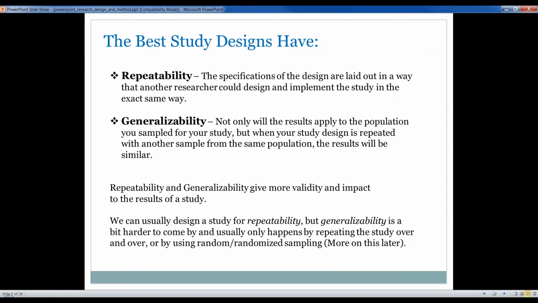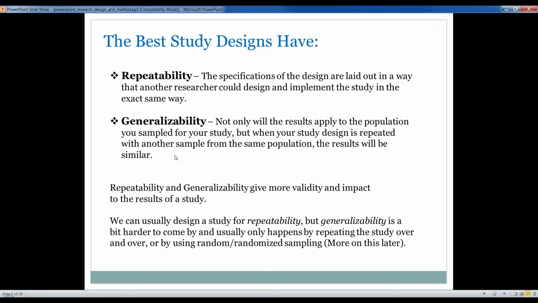The best study designs have repeatability, which means that they're laid out in a way that another researcher can read your report, look at your study, and they can reproduce it. Okay, they can run it and see if they can get the same kind of results. So you want to have enough information and detail it enough so that somebody else can come along and try to reproduce your results. Also, generalizability.